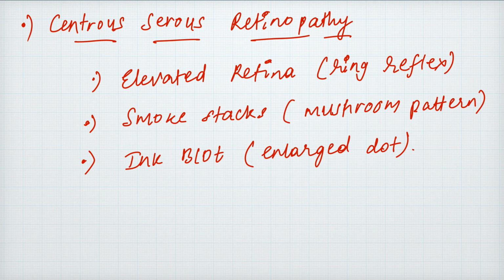Now central serous retinopathy. What are the points you should remember? So, ink blot, enlarged dots, and the smokestack pattern, mushroom pattern. You have to remember these, as the diagram is also coming nowadays. So smokestack pattern, elevated retina, ring reflex, this is called ring reflex, elevated retina in central serous retinopathy. So these are the important points to remember in this.